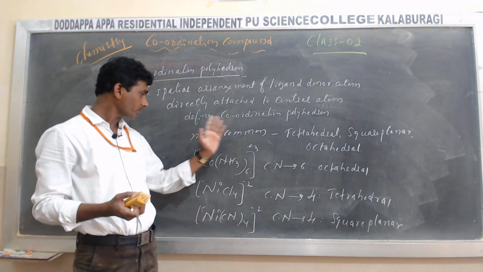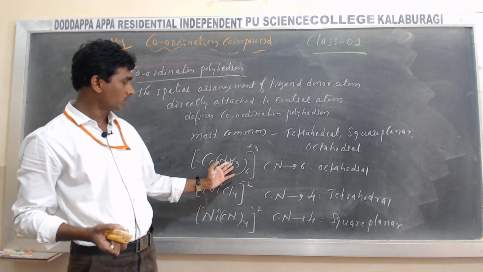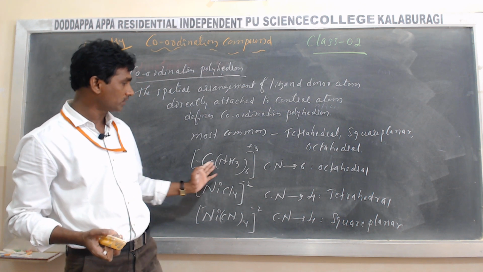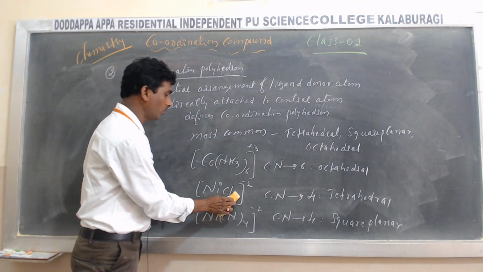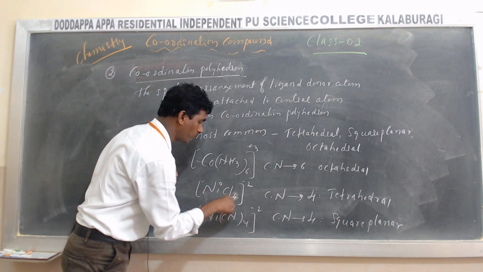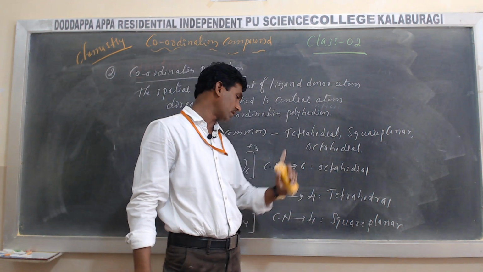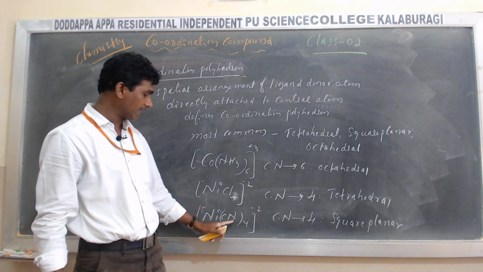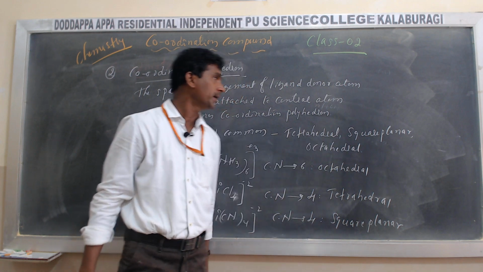So here, this is the complex. The 6 ammonia ligands are attached to cobalt, so the coordination number is 6. It is octahedral. Here 4 chloride ligands are attached to the nickel ion, so hence it is a tetrahedral geometry. And here 4 cyanide ligands are attached to the nickel, so the coordination number is 4 and it is square planar.